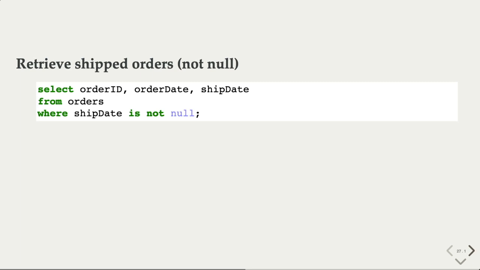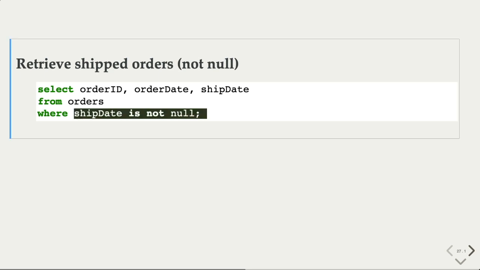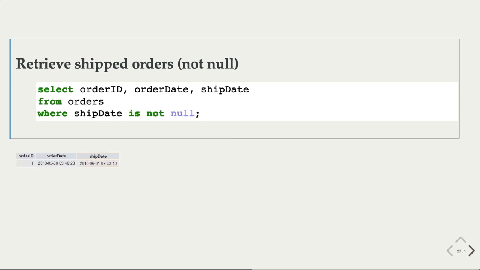And of course, if you want to retrieve the other orders, the orders that have been shipped, that means the ship date is not null, or the ship date has been provided. And so you can use where ship date is not null. And that will retrieve the first order, which you probably have shipped.